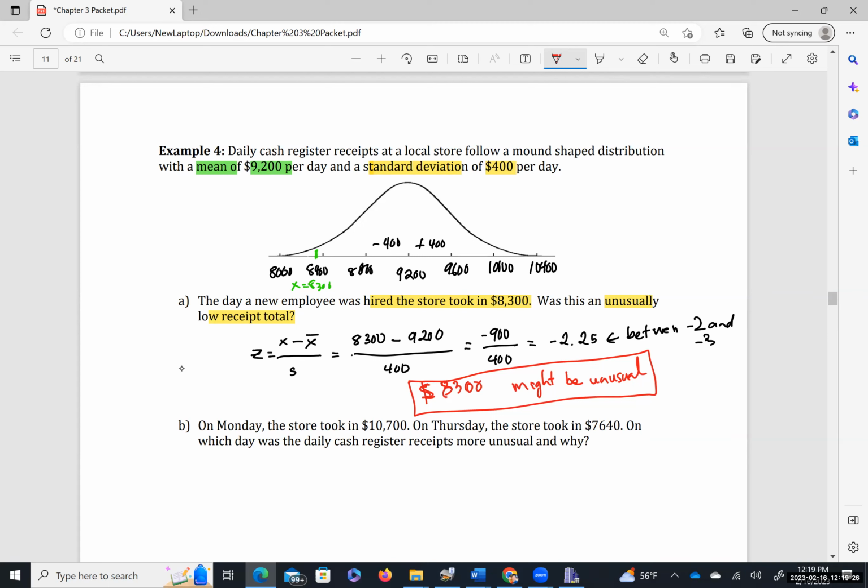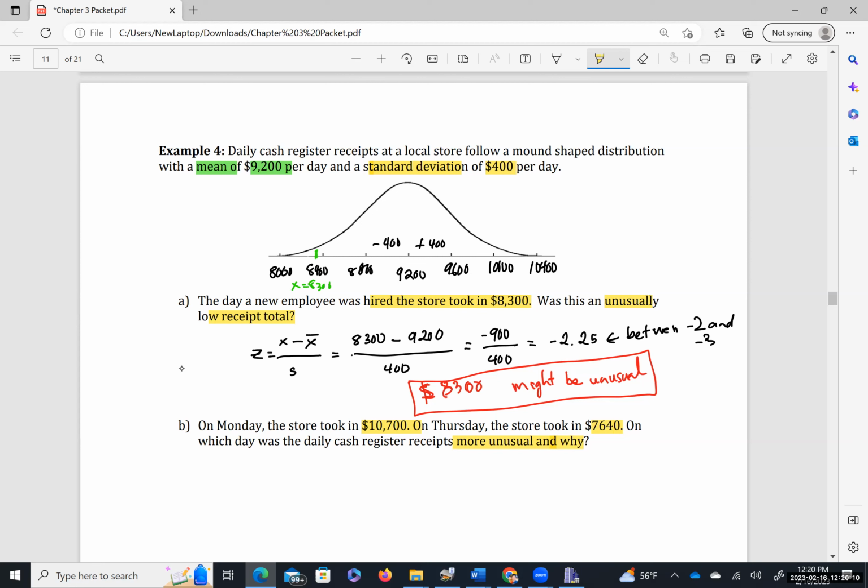All right. So now let's move to B and see what the answer is. We say on Monday we have 10,700, and on Thursday 7,640. I'm pretty sure that 7,640 is going to be unusual, but what else? Oh, they say which one is more unusual and why? Oh, then we have to use the z-score to compare, right?